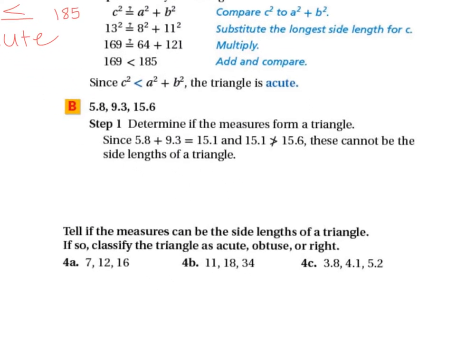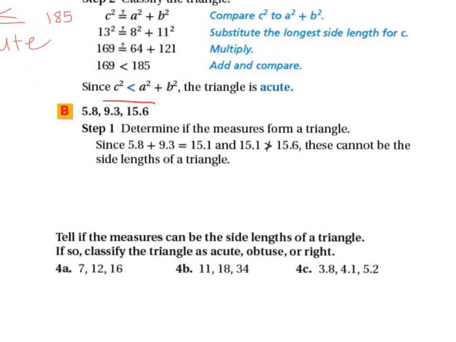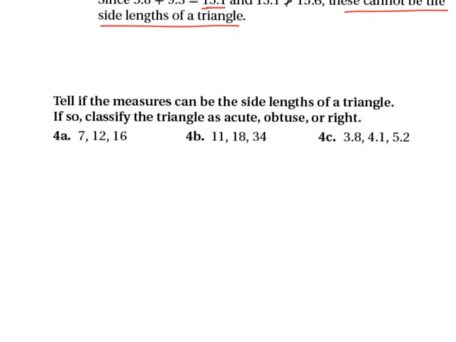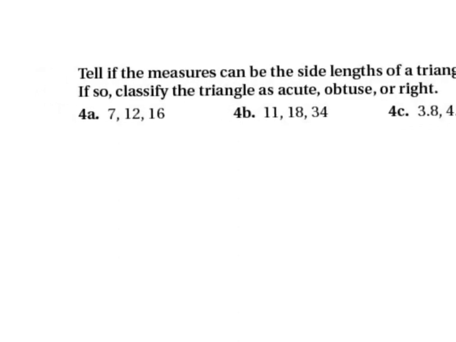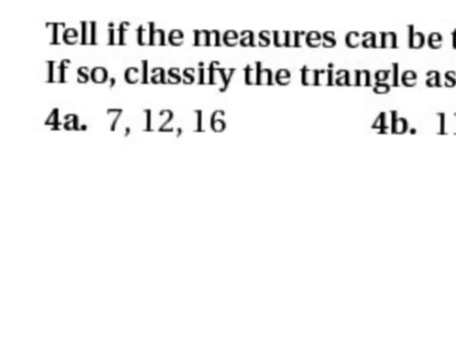All right, B here says to do the same with the side lengths of 5.8, 9.3, and 15.6. This time when you add 5.8 and 9.3, you get 15.1, which is not bigger than the third side. So these cannot be the sides of a triangle. Here's some additional examples. So 7, 12, and 16. If I add 7 and 12, I get 19. That's bigger than 16, so this works.